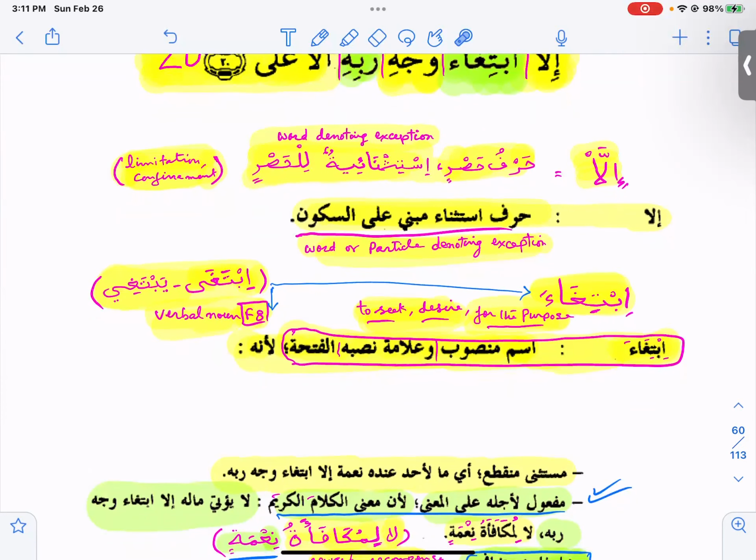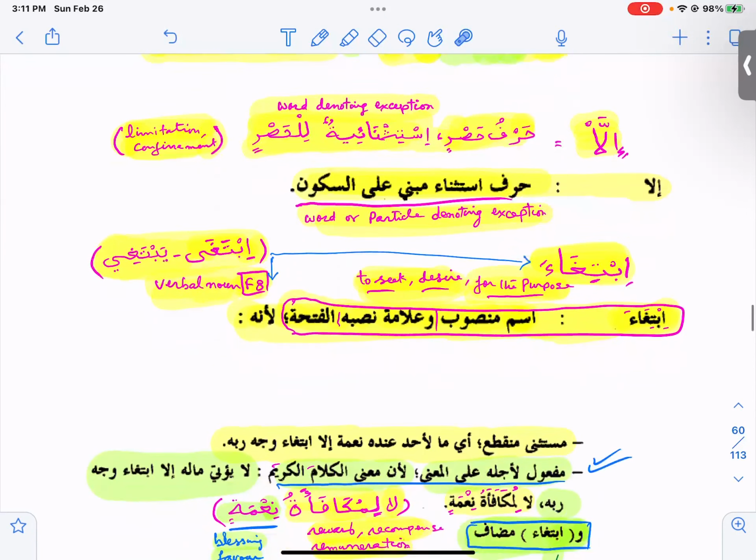Ibtigha'. Now, this is coming from ibtagha yabtaghi, to seek, to desire. So the verbal noun is coming from form 8. Ibtagha yabtaghi, to seek, desire for the purpose. Ibtigha'an: ismun mansubun wa alamatu nasbihi fatha. Yeah, very clear, fatha. Li annahu, why?